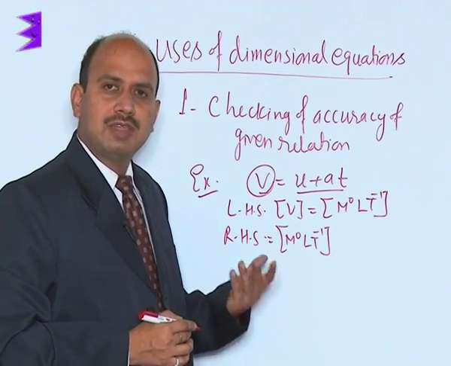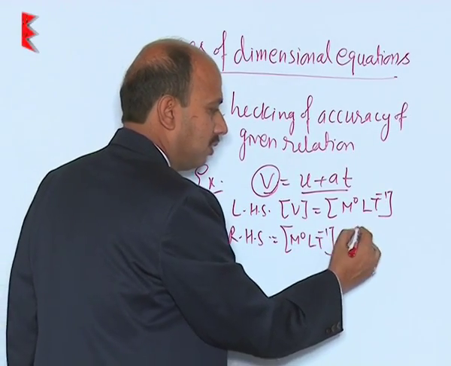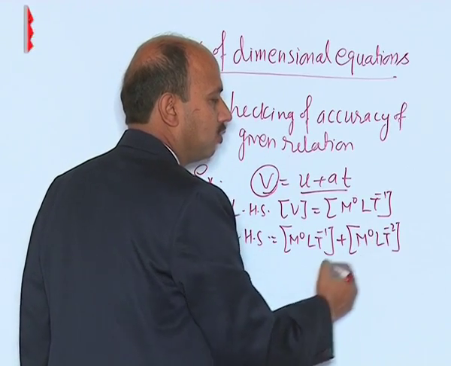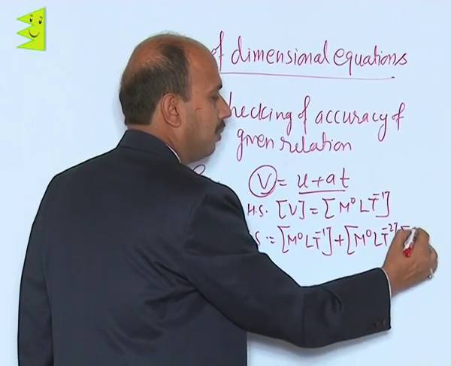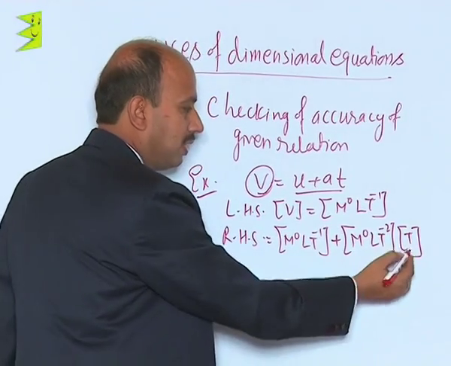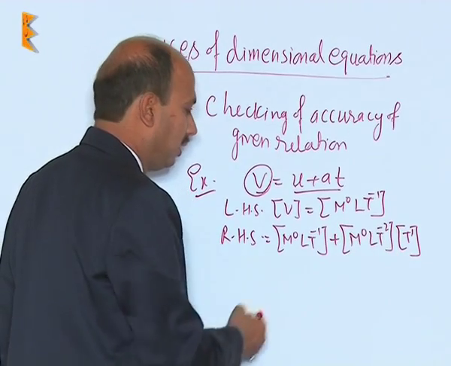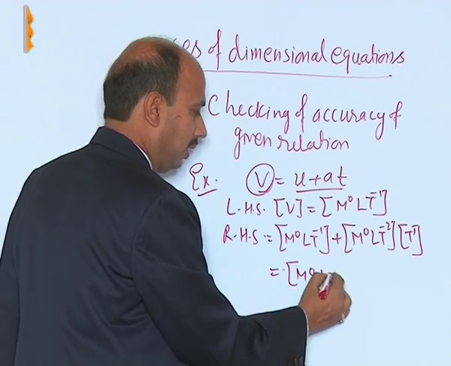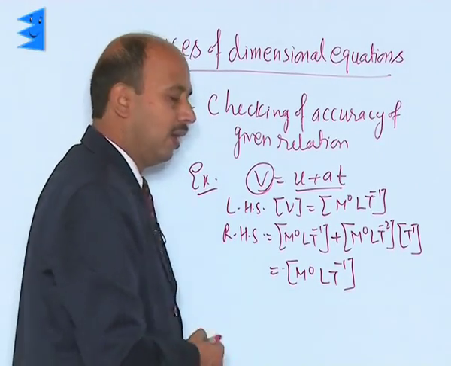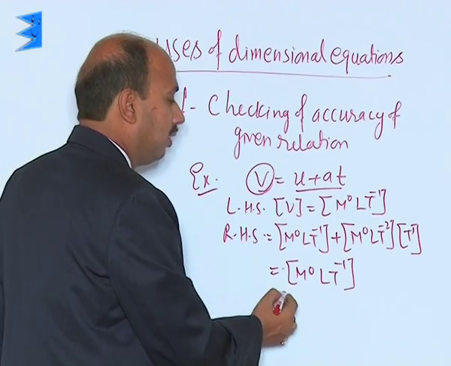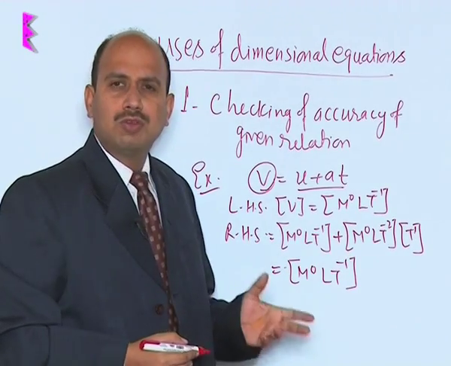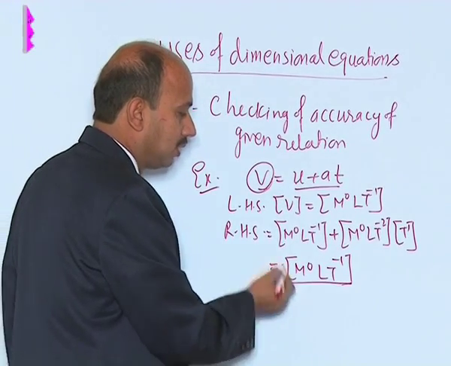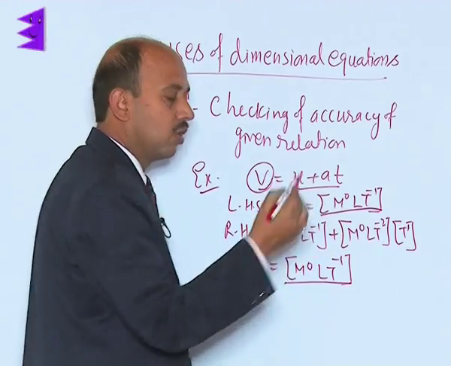So, that they will have same dimensional formula, plus A can be written M raised to power 0 L T raised to power minus 2, and T can be written just T. If you solve this, this is a power 1 and power minus 2, you will be getting M0 L T raised to power minus 1. So, here, because when you are adding you are getting 2, 2 is not required because we are equating dimensionally only. So, this has got dimensional this, left hand side also has got the same dimension.